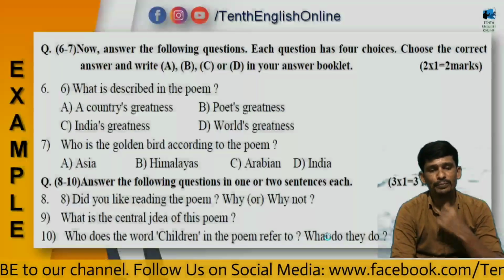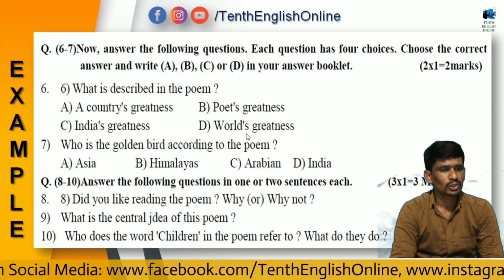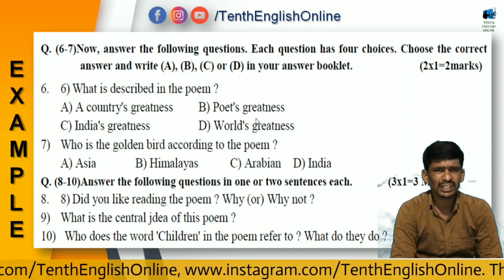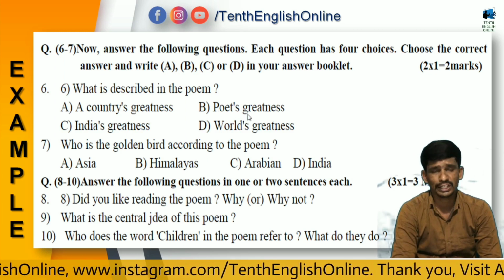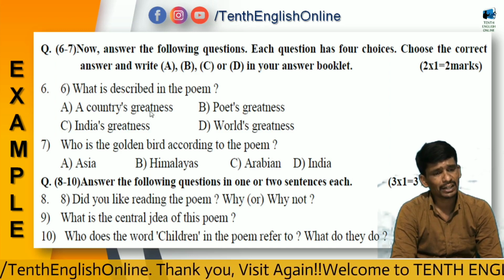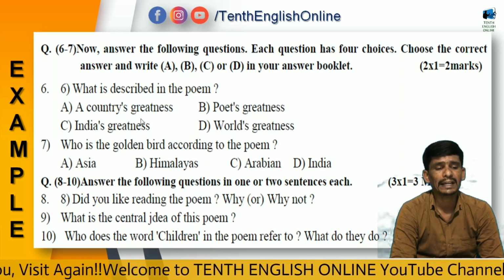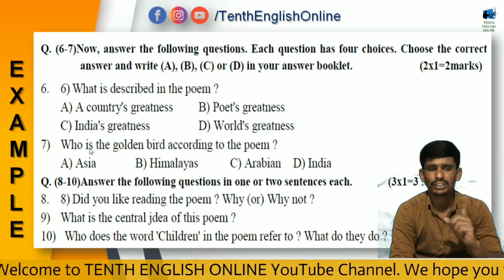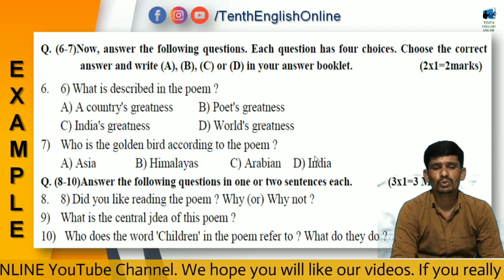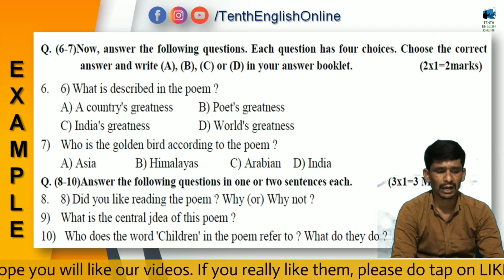Okay, in this poem we are talking about our country, the greatness of our country. The questions are like this. What is described in the poem? Is it a country's greatness, poet's greatness, India's greatness, or world's greatness? Most people get confused by saying a country's greatness, but we are talking about our own country, that is India. So it is about India's greatness. Sixth is C. Who is the golden bird according to the passage? According to the poem, obviously, of course, India. Next, the remaining eight or nine questions, you should try to write the answers.